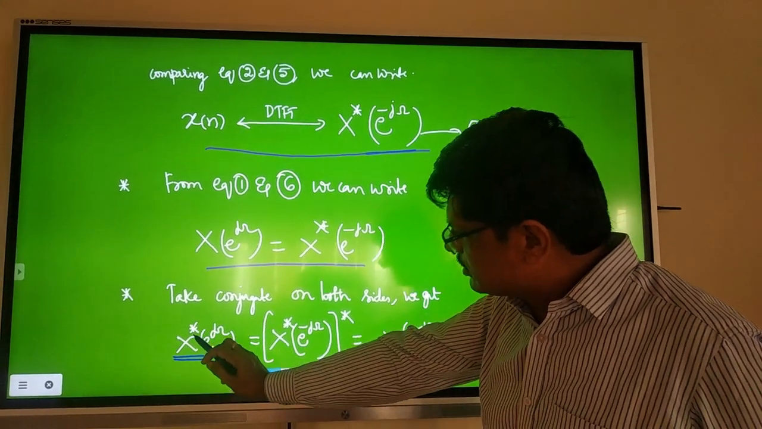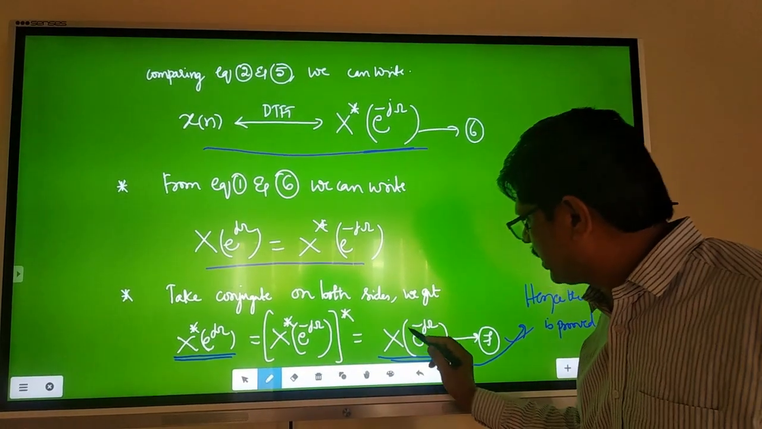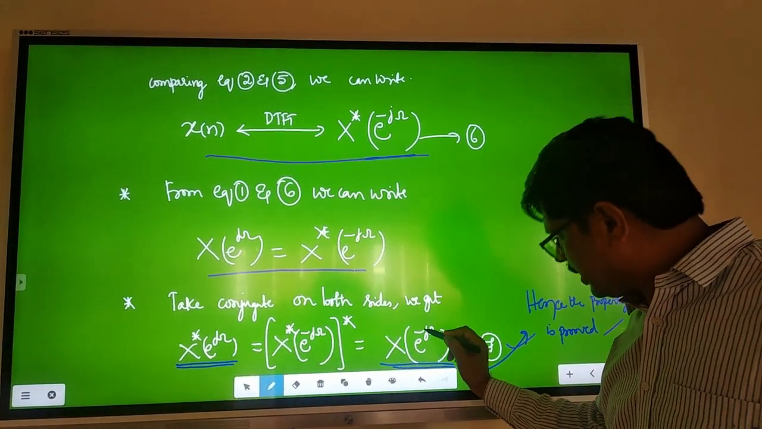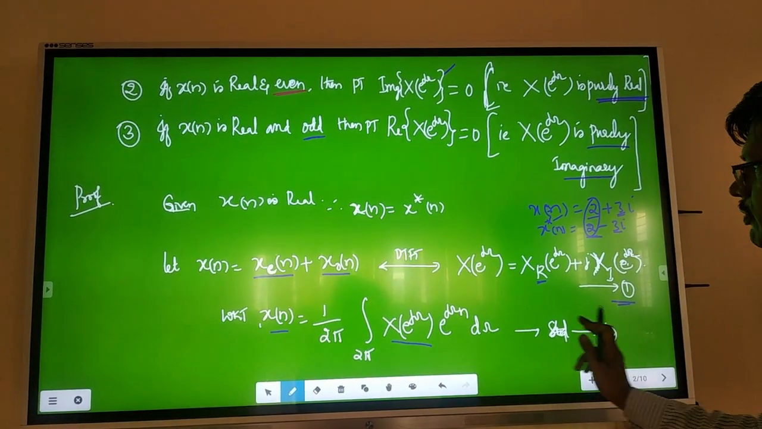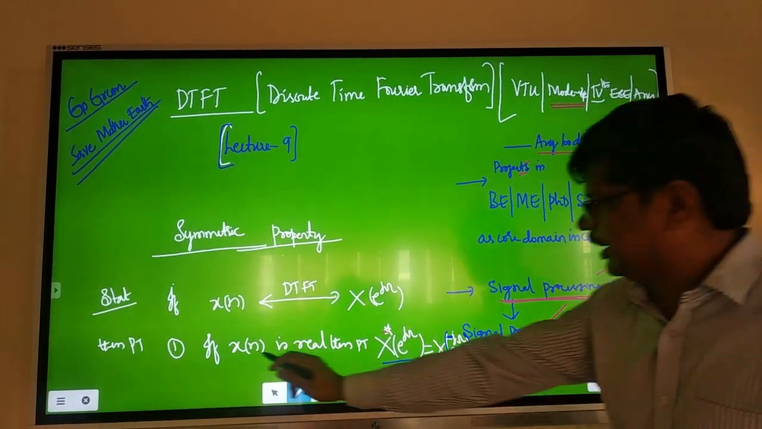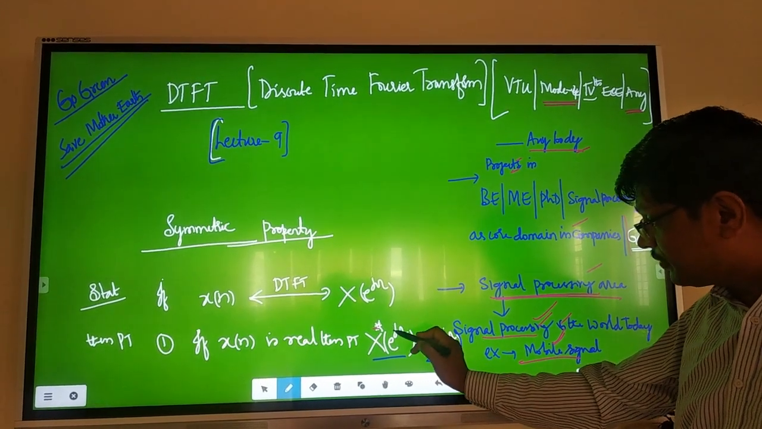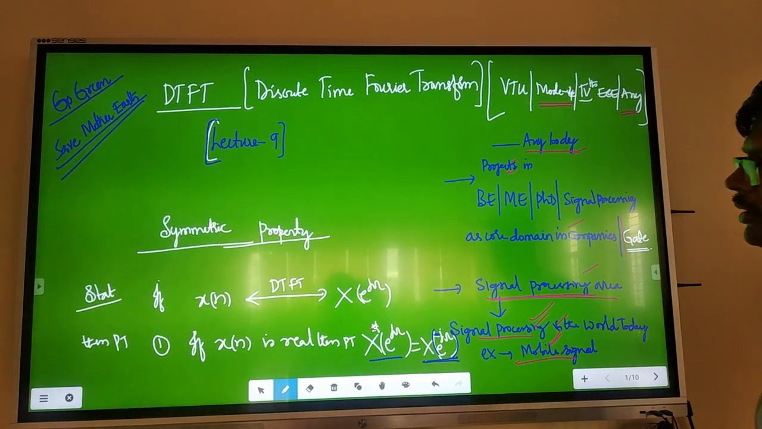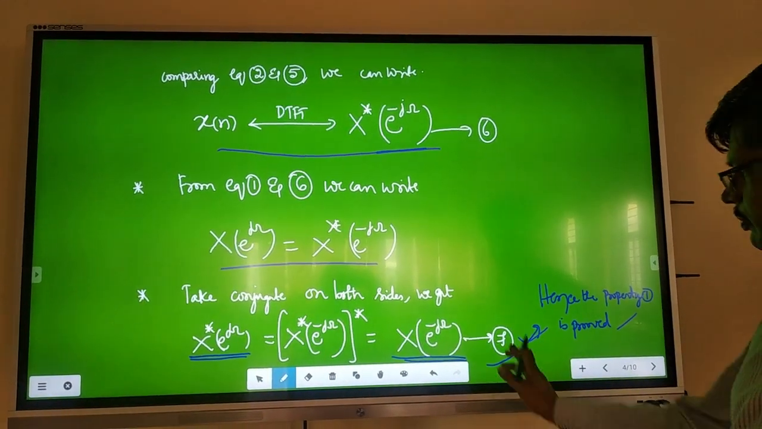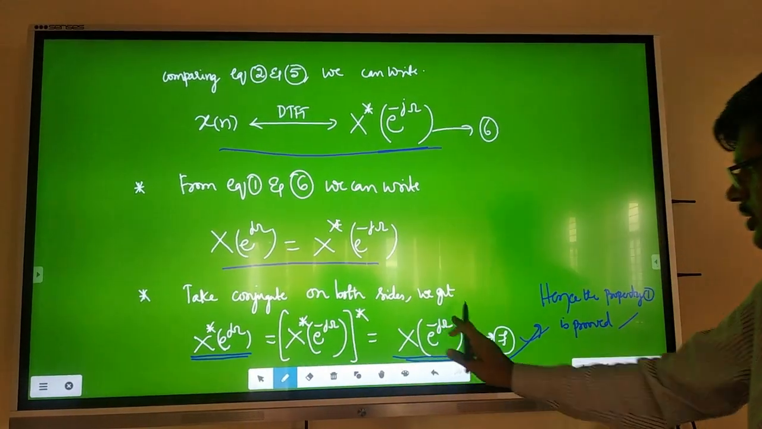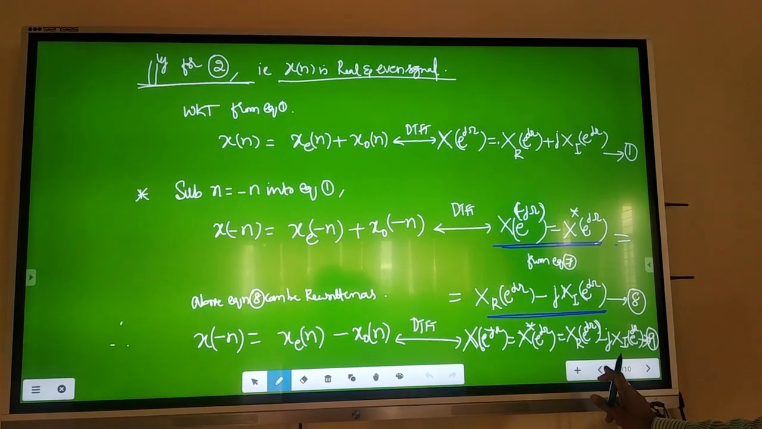Property 1 says x star of e power j omega is equal to x of e power minus j omega. If you take out this star conjugate, the minus sign comes inside. That's what e power minus j omega. This is the property statement number 1 we have to prove. If x of n is real, then prove that x star of e power j omega is equal to x of e power minus j omega. That's how statement number 1 is proved. Here x star of e power j omega is x of e power minus j omega. Call this equation number 7.